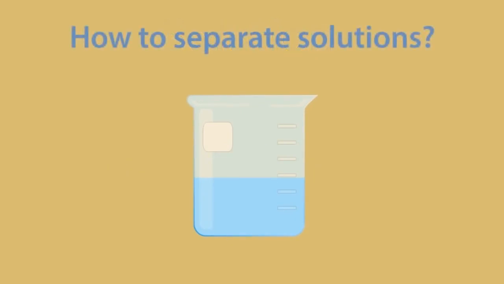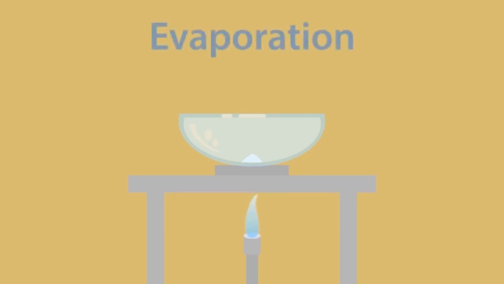Now, how would we separate these solutions? To separate dissolved salt from water, we would simply evaporate as much water as possible, leaving behind the white salt crystals. This separation technique is known as evaporation.